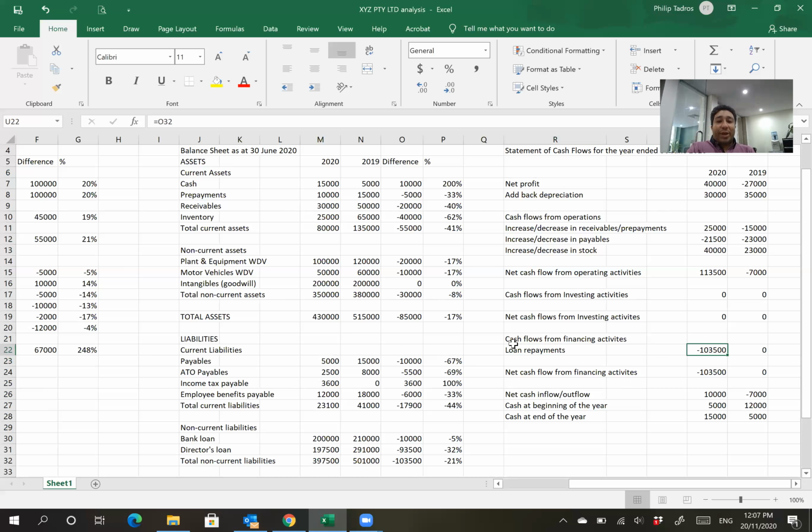Whereas any loan repayments, so repayments to the bank or repayments to the director for a director's loan, or any payments of dividends is a cash outflow. So it's represented by a negative figure. And so we see that there's been some repayments of non-current liabilities. So there's loan repayments and there's director's loan repayments, a total of $103,500. So that's a negative amount, which reduces your cash flow.